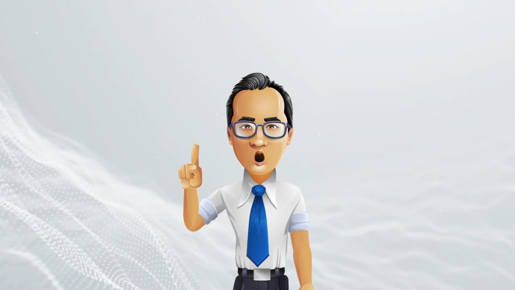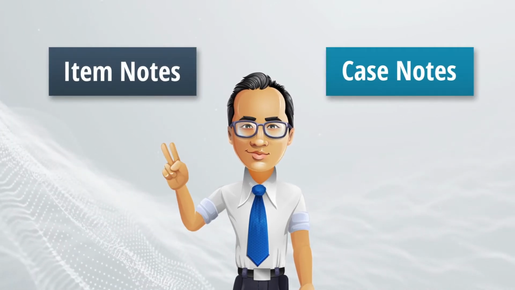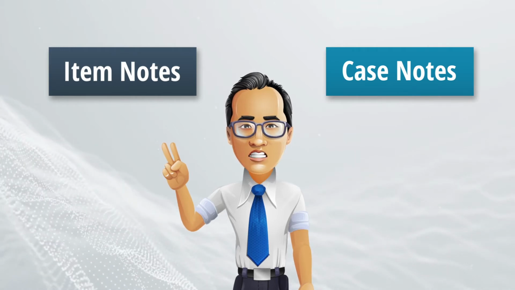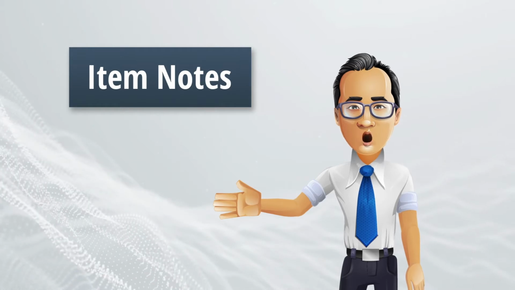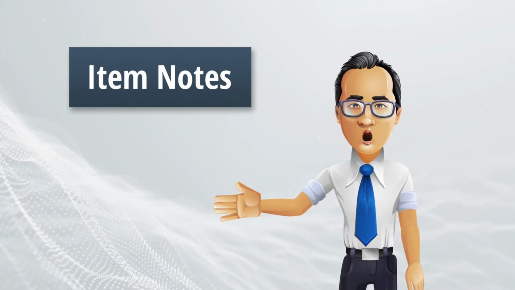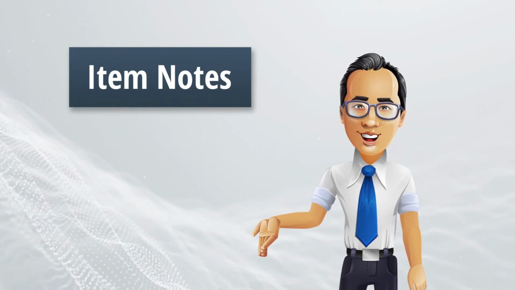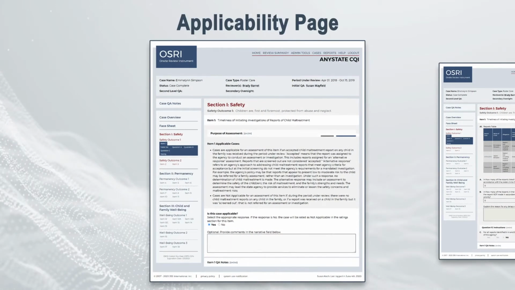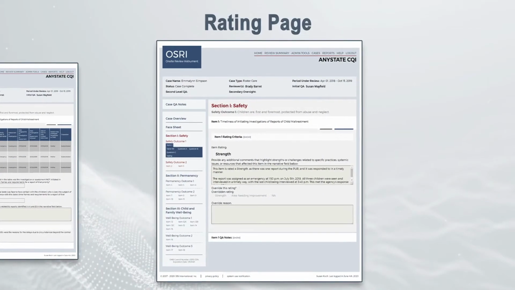First, it's important to remember that there are actually two different kinds of QA notes: item notes and case notes. Item notes are QA notes that are attached to any one of the three distinct pages that make up each OSRI item in the OMS. We also consider notes added to the face sheet to be item notes. Those pages are the applicability page, the questions page, and the rating page.